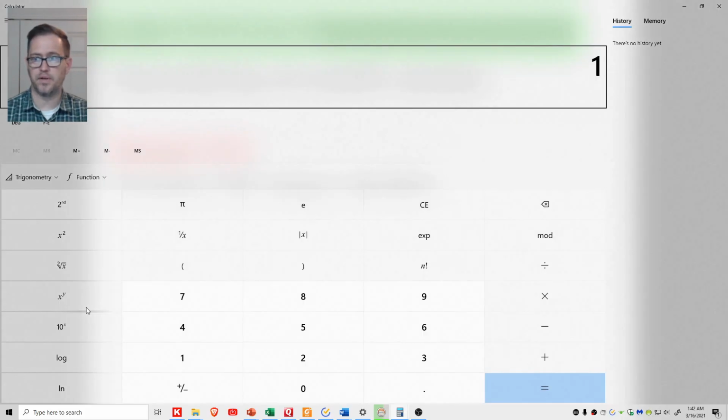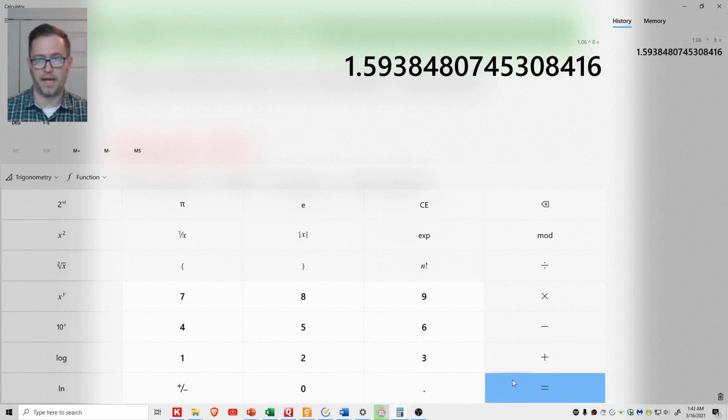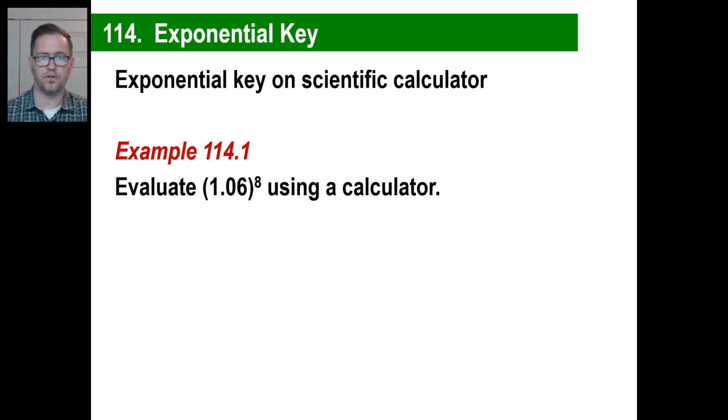You want to put 1.06, all right? And there's a button right here. It's x to the y power. They're assuming you've already put the x in, which you have, that's 1.06. To the y power, you just click on this, then you choose what the power is going to be. You see right here, they're waiting for you. What power do you want to put this to? To the 8th power equals, bam, 1.59 approximately, okay? So that's your answer. That's how you do the calculator.